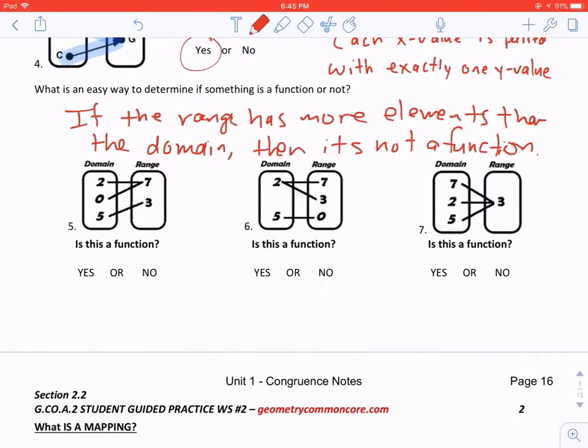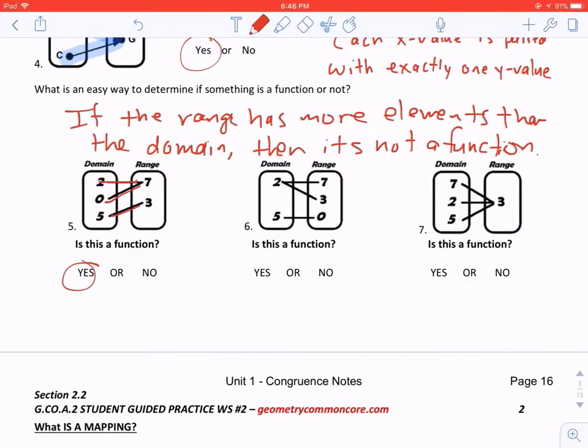So looking at number 5, this fits that description. I guess it doesn't fit that description. So 5 doesn't fit the description of an easy way to determine it. The range has fewer elements than the domain, so it's a function. But you can still use the old-fashioned way. 2 always goes to 7, 0 always goes to 7, 5 always goes to 3. It's a function.